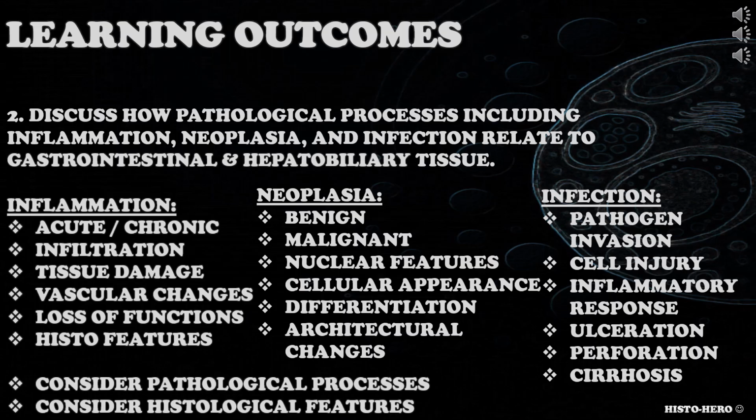How does infection relate to gastrointestinal tissue? Consider ulceration and tissue destruction, perforation, damage to mucosal cells, in esophagus Candida and CMV infections, in stomach H. pylori infections causing peptic ulcers, in small intestine Salmonella infection, in large intestine E. coli or C. diff causing diarrhea, in liver hep A, B, C leading to cirrhosis or cancer.